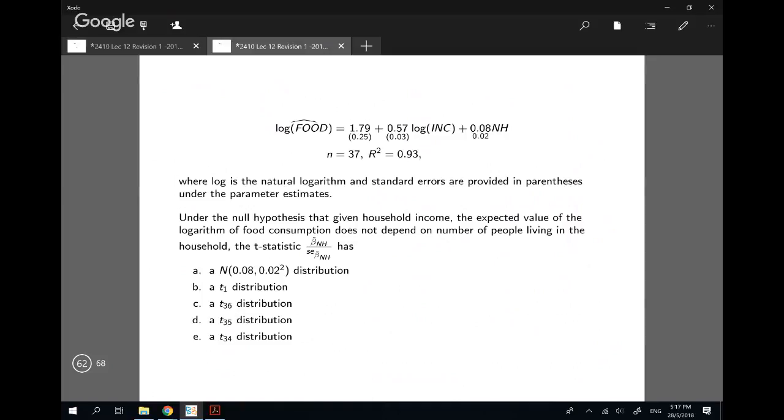And my hypothesis is that, given household income, the value of logarithm for consumption does not depend on the number of people living in the household. This statistic has 2.